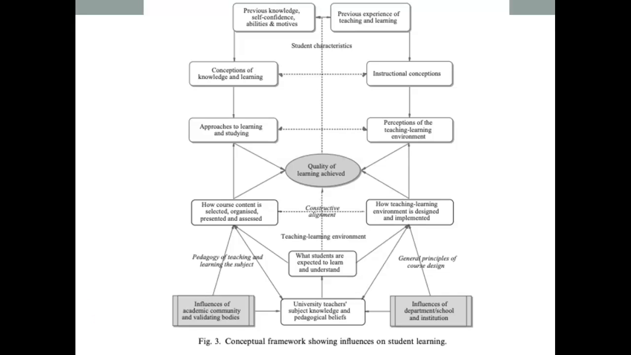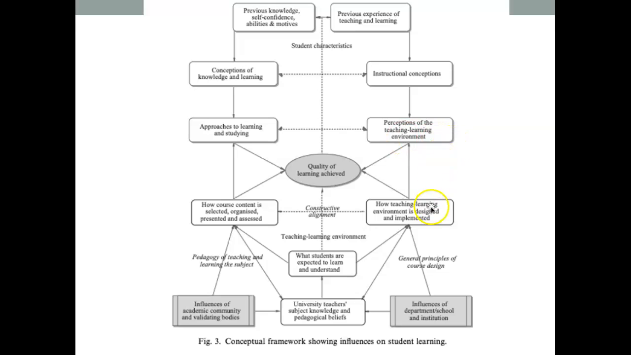In this next graph, you're looking at how the quality of learning is achieved through the interactions of all these different elements, where, for instance, the approaches to teaching and learning. This is from the student's point of view, and these are all external. How these are provided onto them.